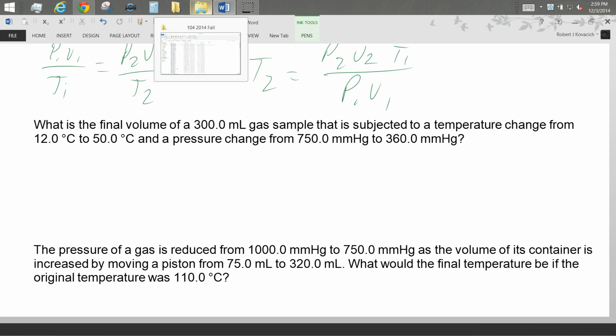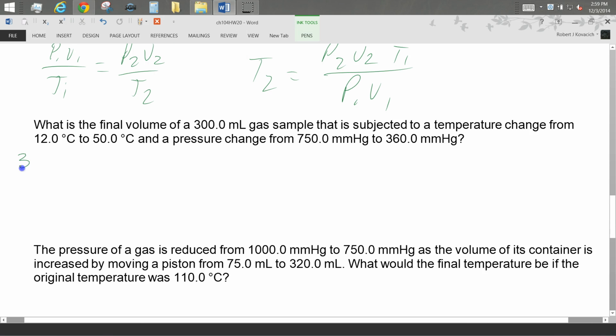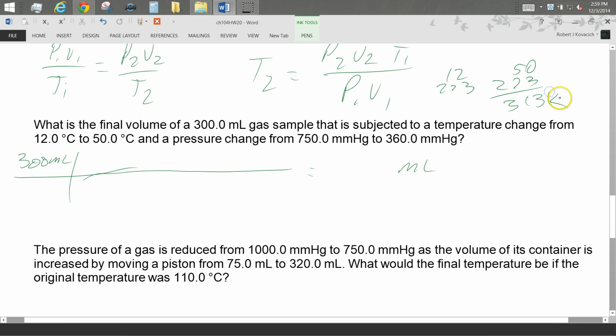What is the final volume of this gas at this temperature going to that temperature and at this pressure going to that pressure? Okay, so I need a volume, so I'm going to write 300 milliliters, and then I'm going to look and see what's going on with this, and I'm going to get a milliliter number out in the end. So, got to do the same thing we always got to do. So 12 and 273, 50 and 273, so 313K, 582K. All right, so what did the temperature do?